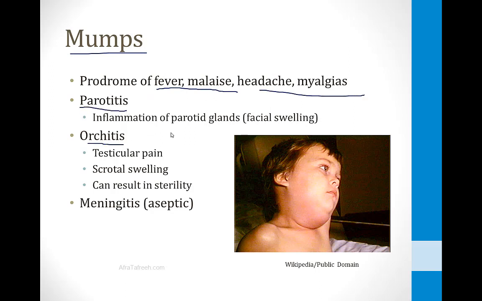So parotitis is inflammation of the parotid glands, which gives facial swelling. This is a picture of a child with parotitis, and you can see how swollen his face is here, and this is fairly classic for mumps.